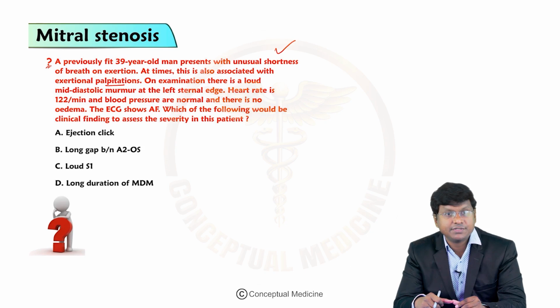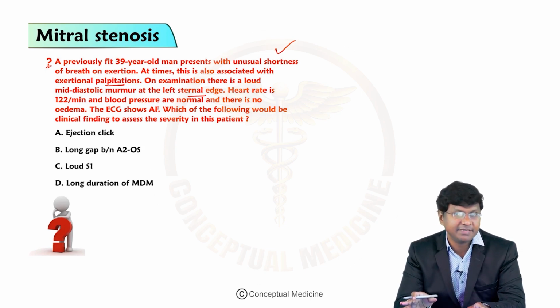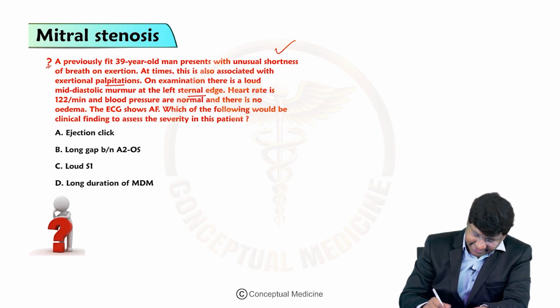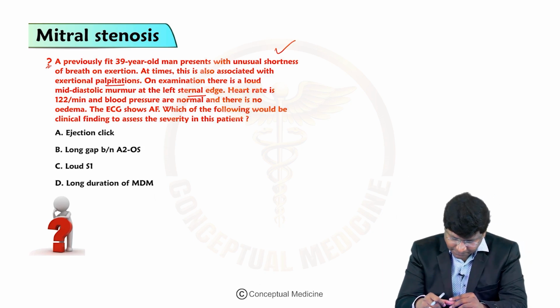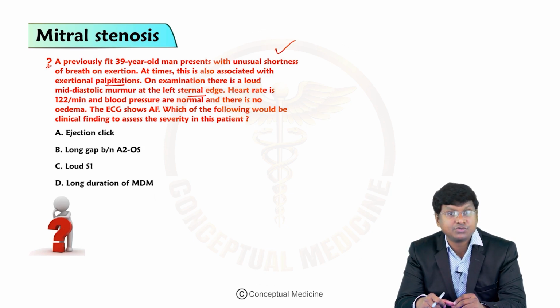On examination, there is a loud mid-diastolic murmur, right? It's a low-pitched murmur, but it is a rough rumbling murmur at the left sternal edge. Heart rate is 122 per minute and blood pressure is normal and there is no edema. The ECG shows atrial fibrillation.